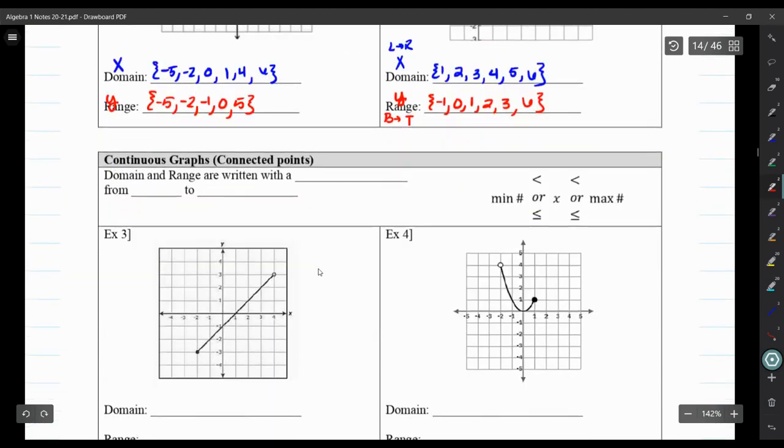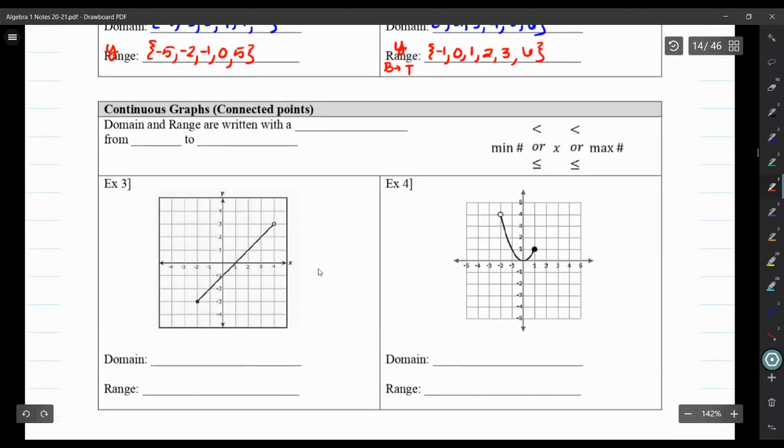Okay. Now let's talk about continuous. This is mostly what you're going to see. It's mostly continuous graphs. So with continuous graphs, domain and range are written with inequalities. And they're again written from least to greatest. We always like to do least to greatest. Lowest to highest.